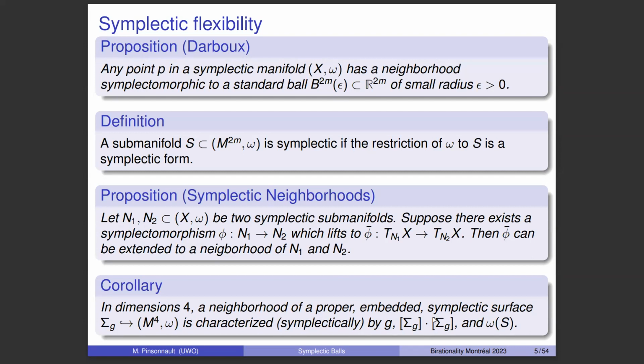Actually, this can be extended quite a bit. If you define a submanifold to be symplectic if the restriction of the form is non-degenerate, then you can extend this Darboux theorem to neighborhoods of any embedded symplectic submanifold. So in particular, in dimension 4, if you look at a proper, dimension 2 closed submanifold, then a neighborhood symplectically is completely characterized by the genus of this embedded surface, its self-intersection and its symplectic area.